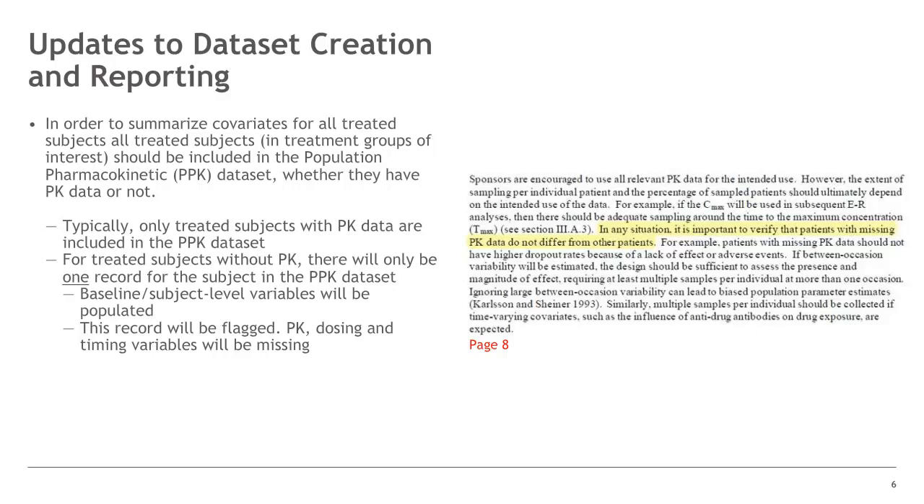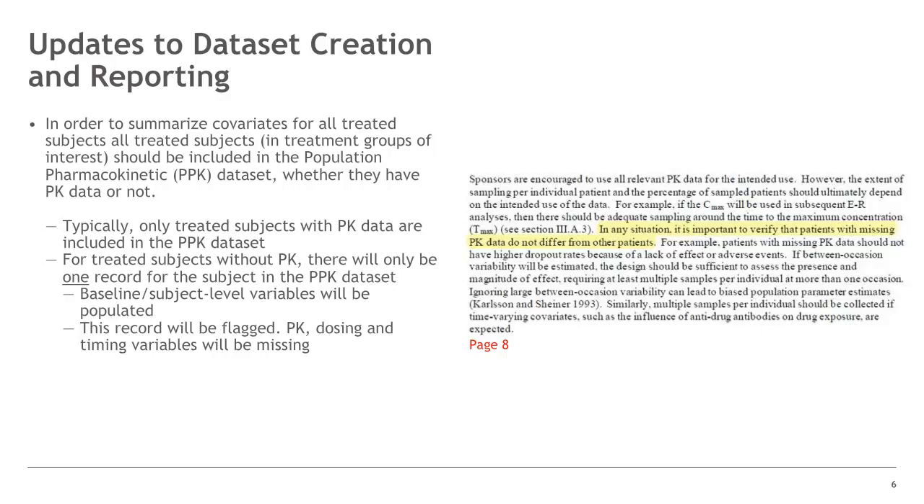The highlighted text on the right side says, in any situation, it is important to verify that patients with missing PK data do not differ from other patients. So what this means is they want a summary of covariates of the subjects with no PK data and a comparison with those that have PK data. In our practice, and I could speak for everyone else in the industry as well, we only include subjects with PK information in the population PK dataset. So we do not include the treated subjects that do not have PK, right?